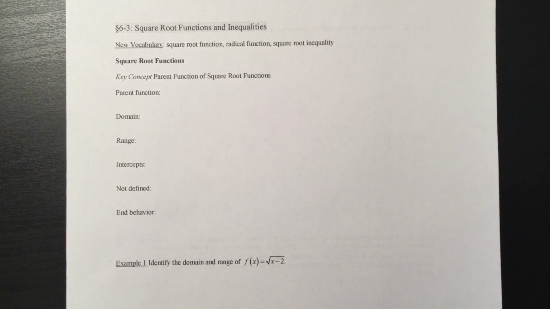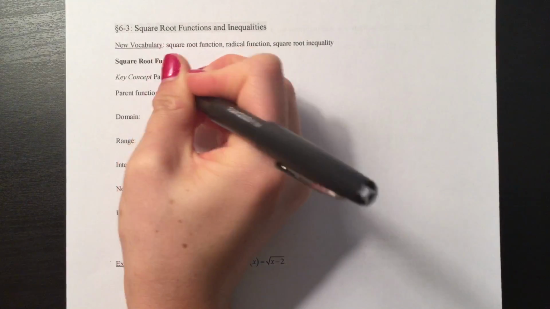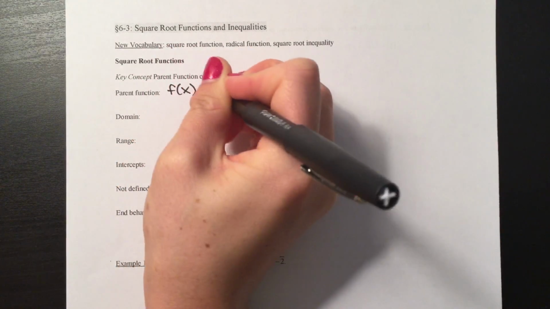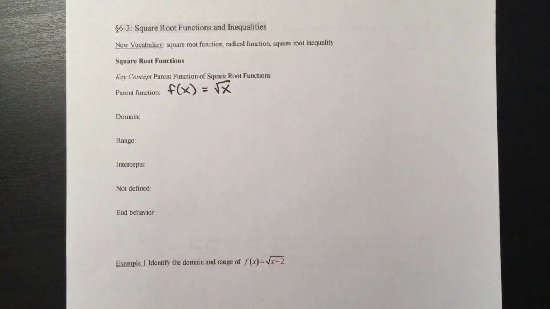And in 6.3, we're going to start graphing these square root functions that we've been dealing with. So just another one of our parent functions to introduce. This is the square root function. So the parent function is f of x equals the square root of x. Okay, so just a very simple square root function.